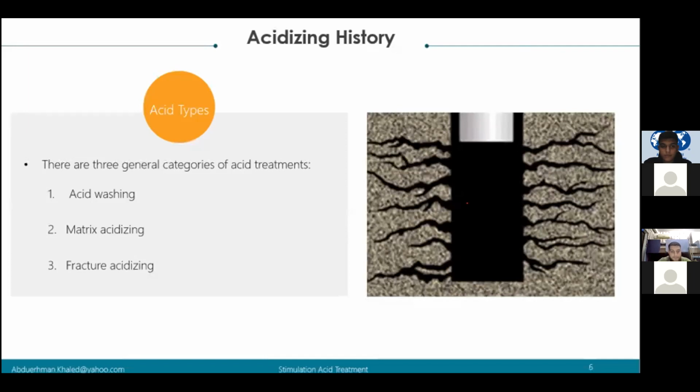So in matrix acidizing, the acid treatment is injected at matrix pressure, or as I told you, below the fracture pressure. And in fracture acidizing, at least a significant portion of the acid treatment is intentionally pumped above the formation fracturing pressure. Fracture acidizing is only used in carbonate, and we do not use fracture acidizing in sandstone. In the following slides, you'll understand why acidizing is more critical in sandstone than in carbonate.